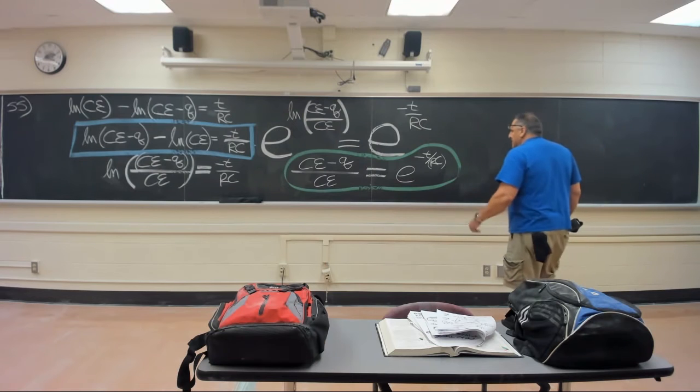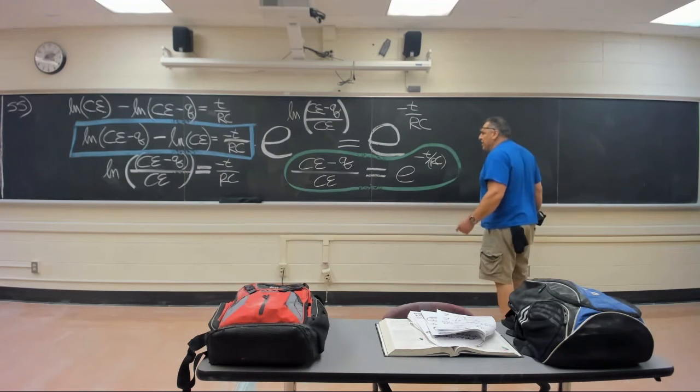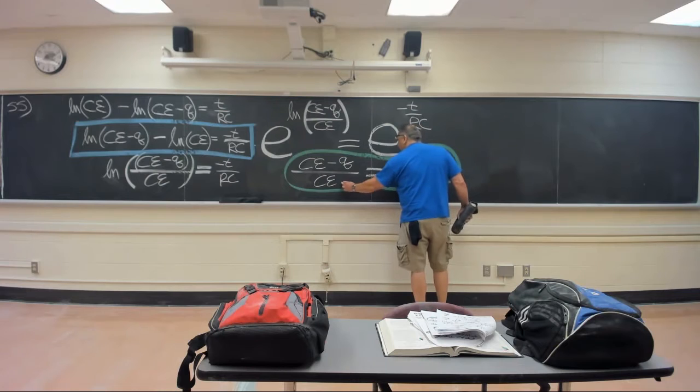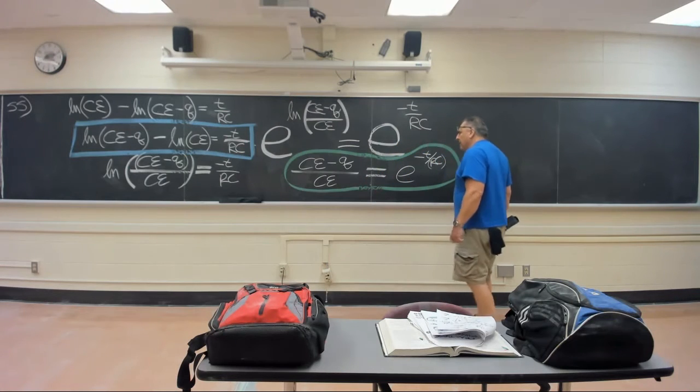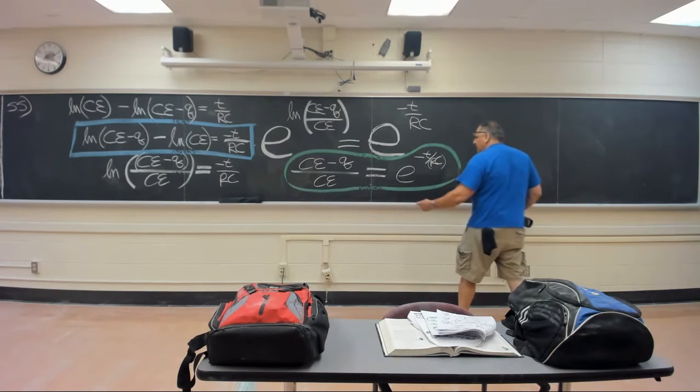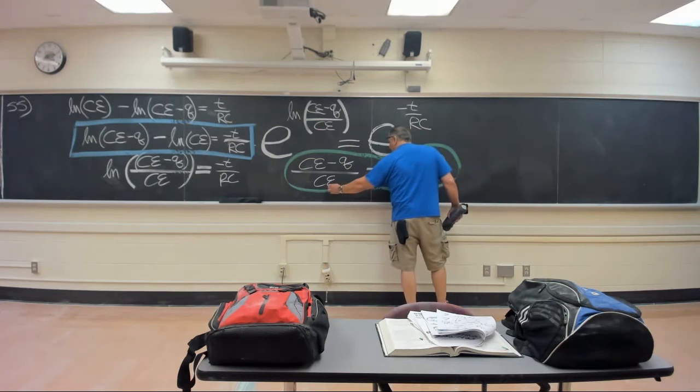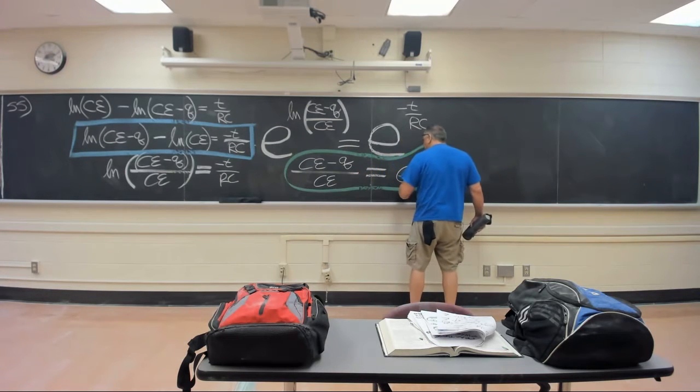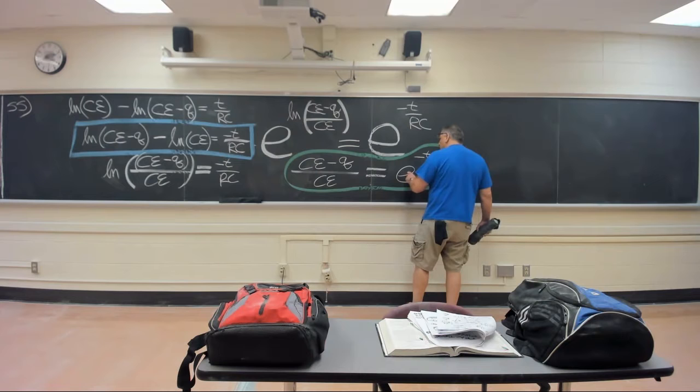So we got this. Now let's solve for Q. Multiply by CE on each side. Here's what you're going to do: you're going to multiply by CE on each side, and then after you've done that, the result you're going to take over here, subtract that entire thing.